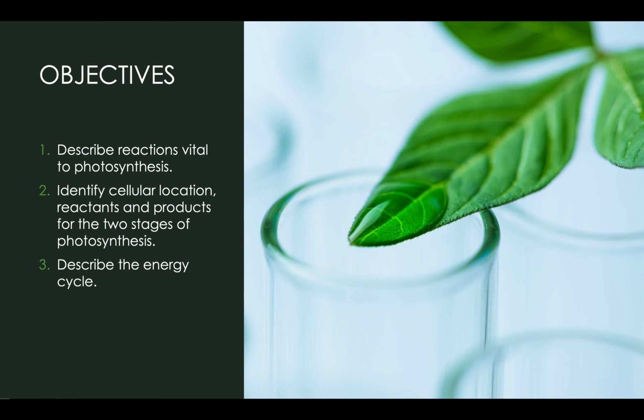So as always, we're starting off with our objectives for this chapter. The first objective is to describe reactions vital to photosynthesis. The second is to identify cellular location, reactants, and products for the two stages of photosynthesis. And the third is to describe the energy cycle.